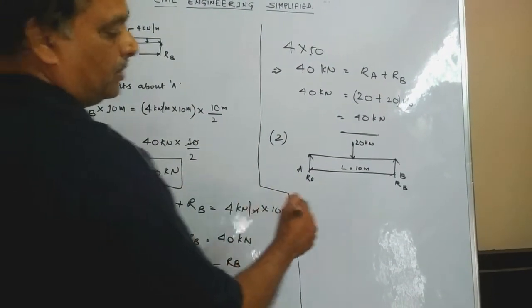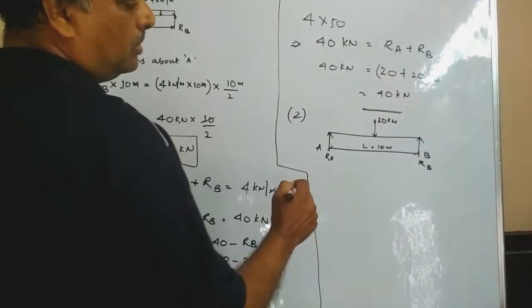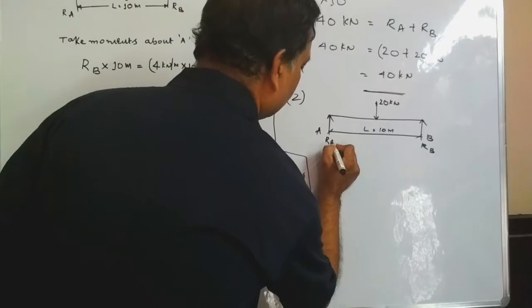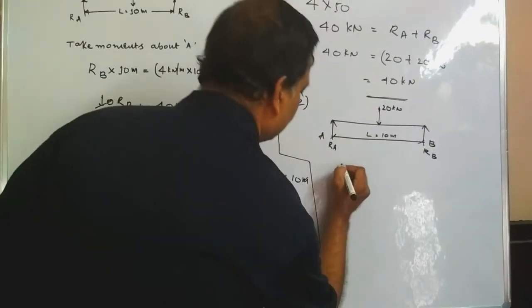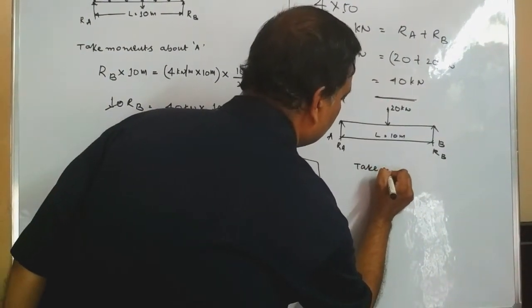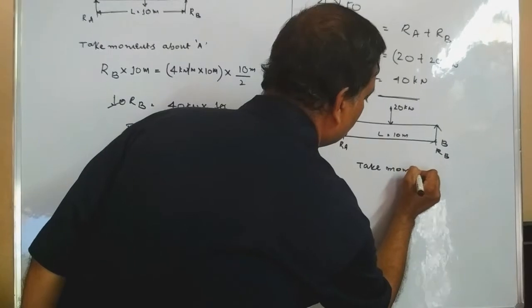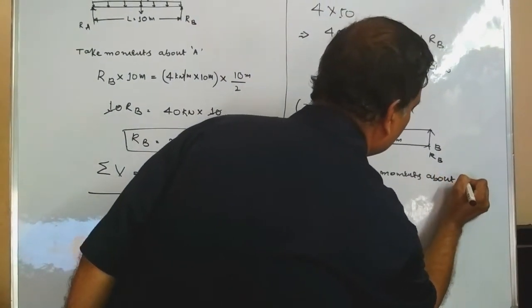Now it is quite simple. In the first case we had a UDL. Now it is only a concentrated load. Hence our approach would be quite simple. I am proceeding on the same lines as we did in the first case. Take moments about A.